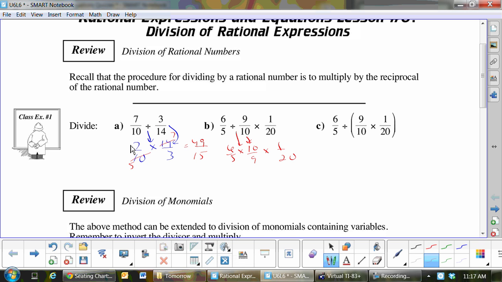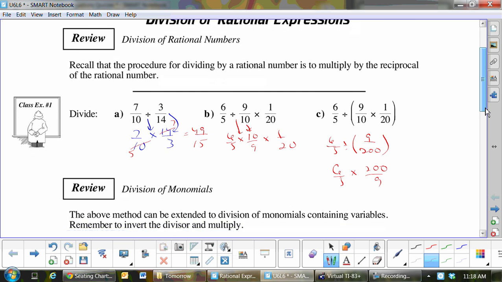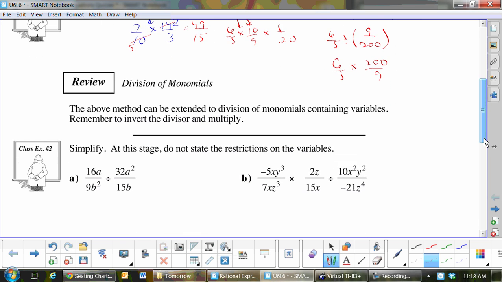Now C, you want to do the work in brackets first. So it's 6 over 5 divided by. Now the work in brackets would be 9 over 200, correct? 9 times 1 is 9. 10 times 20 is 200. Now, after you've done BEDMAS, remember BEDMAS? Now, 6 over 5 times 200 over 9. Okay, and we're not going to go find the answer to that one either.